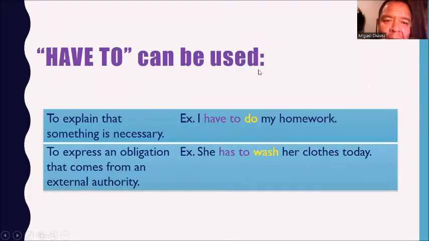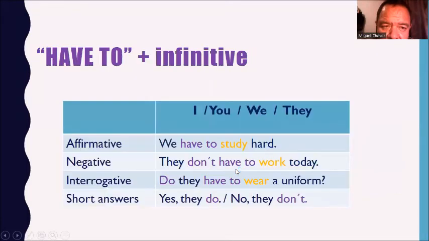Have to can be used to explain that something is necessary. For example, I have to do my homework. It is necessary to do my homework today. Another use for have to is expressing an obligation that comes from an external authority. She has to wash her clothes today. We are going to check the structure for have to. If we have to in a sentence, it is followed by the infinitive. We use have to for I, you, we, and they.